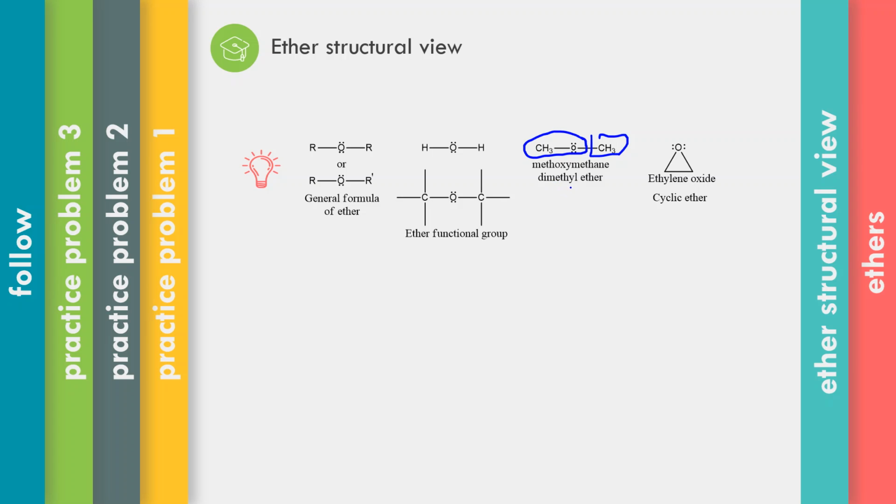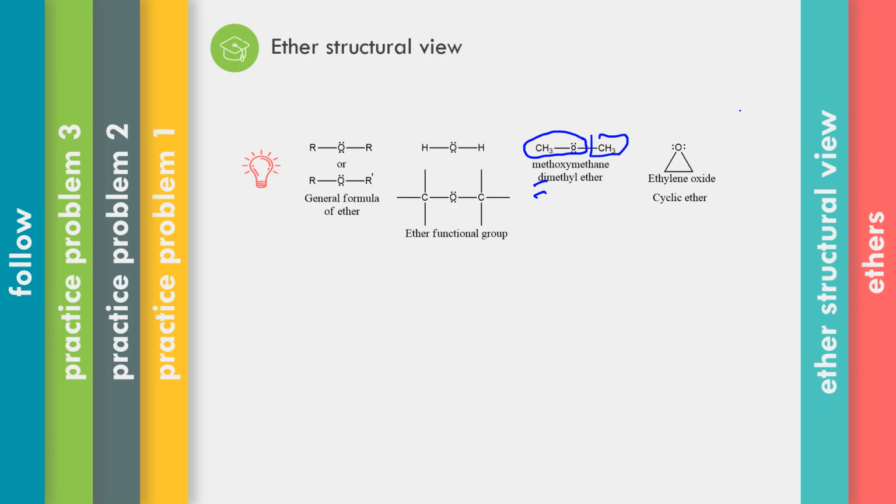Another way to name this group is dimethyl ether. The reason is there is a methyl group on the right and there is also a methyl group on the left of oxygen. So we're not just going to say methyl ether because methyl is the same thing for both sides of this molecule. So we are going to be using di. So it's dimethyl ether.